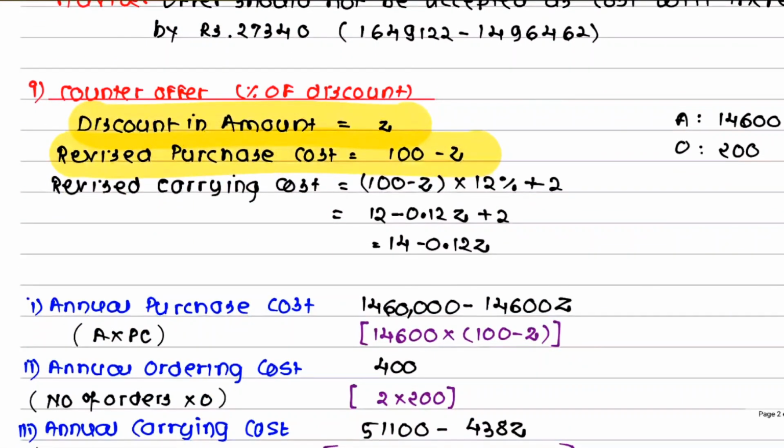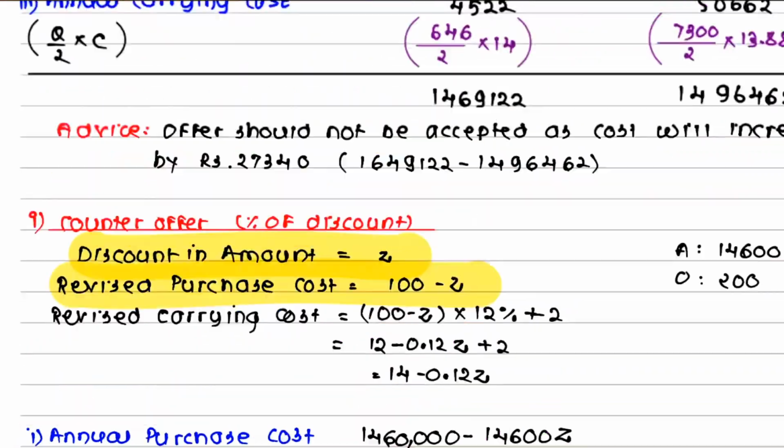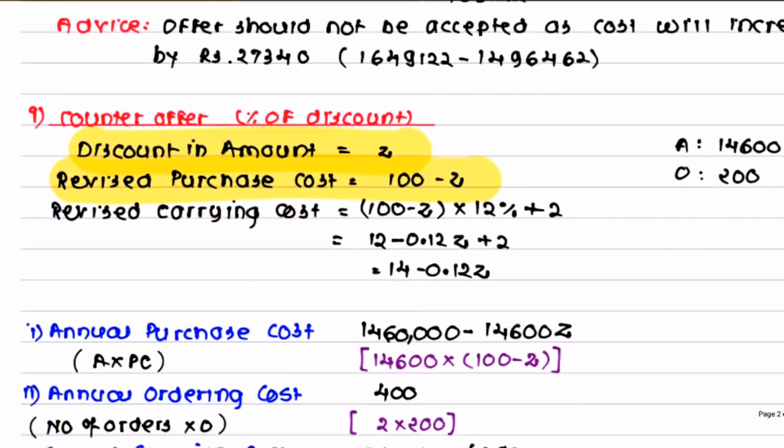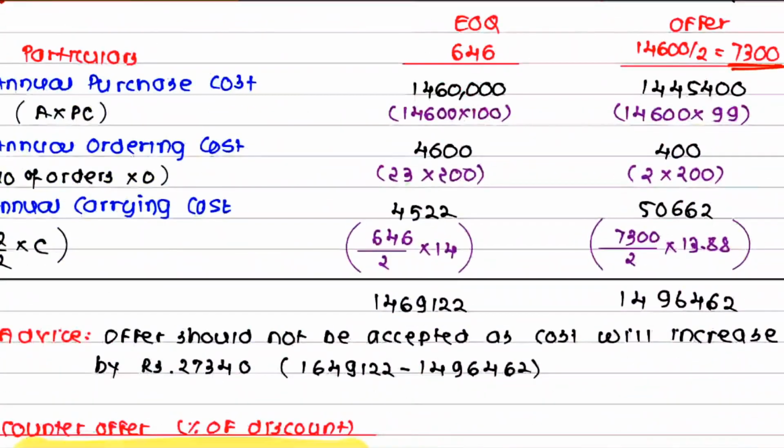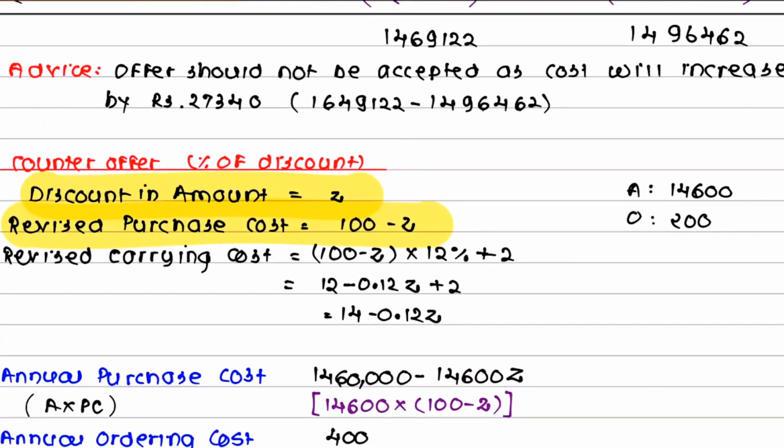Now, if this is your purchase cost and how many units you want in 1 year, it is written only here. A is 14,600, it came from above. See, here it is written 14,600. Now the order quantity is also written. So if you do this mathematically, what will happen? What will you say? Purchase cost is (100 minus Z) into 14,600.